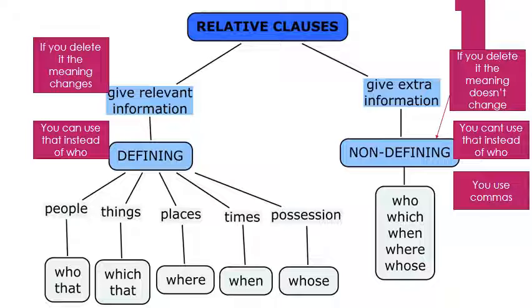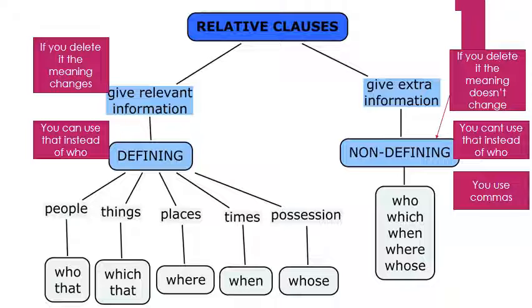طيب defining relative clauses, if you delete a defining relative clause from a sentence, the meaning changes. ليش المعنى بتغير؟ Because it's important information. So if you take off, إذا حذفنا defining relative clause from a sentence, if we omit it from a sentence, the meaning changes. طب what about the non-defining? Because it's extra information, not important information, so the meaning does not change.